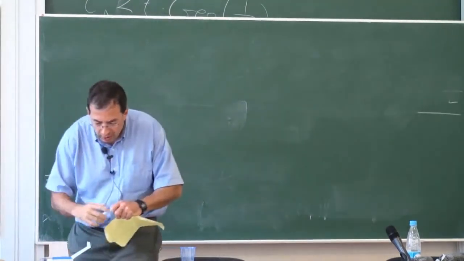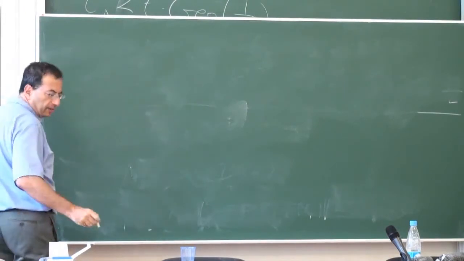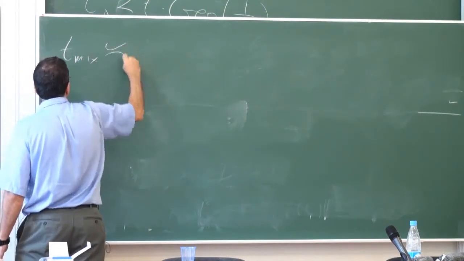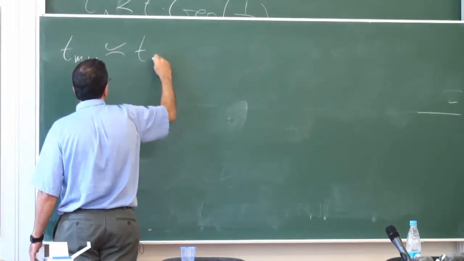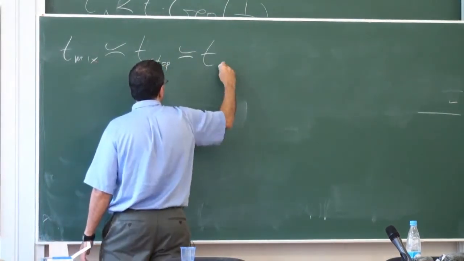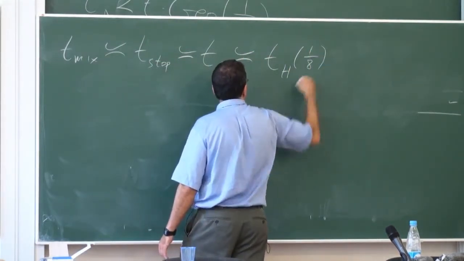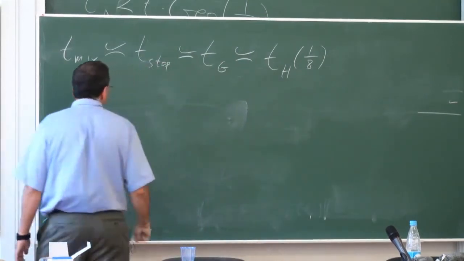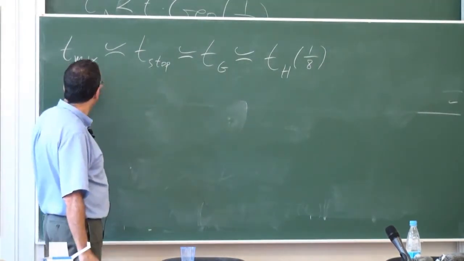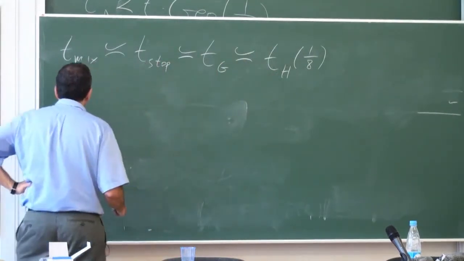So the proof of the non-trivial direction goes through several other notions of mixing that I've summarized in the handout for you. So the mixing time is equivalent to the stopping time, which is equivalent to Tg, which is equivalent to Th of 1/8. So we know what T mix is, we know what the intermediate quantities here are.